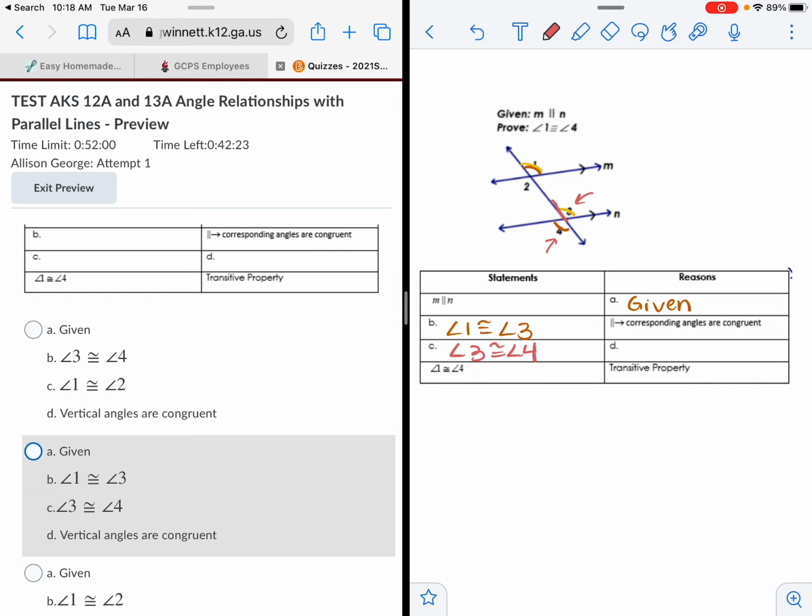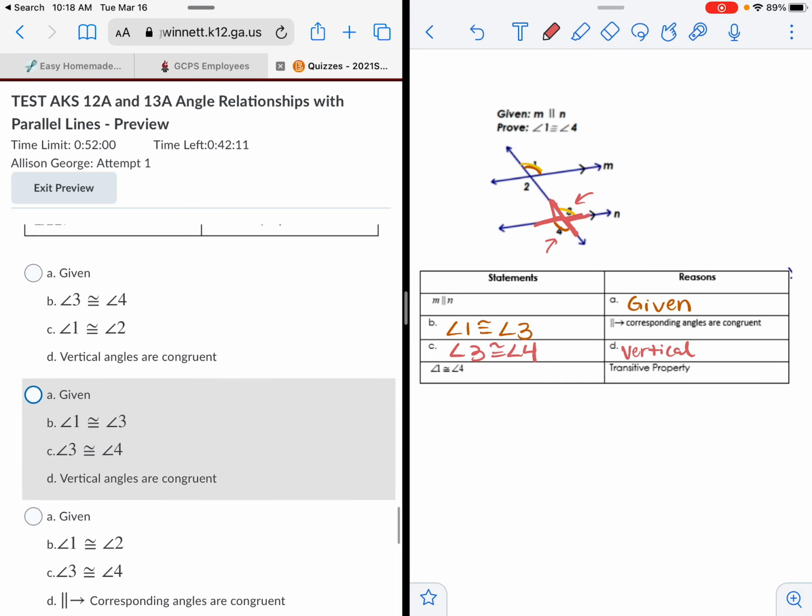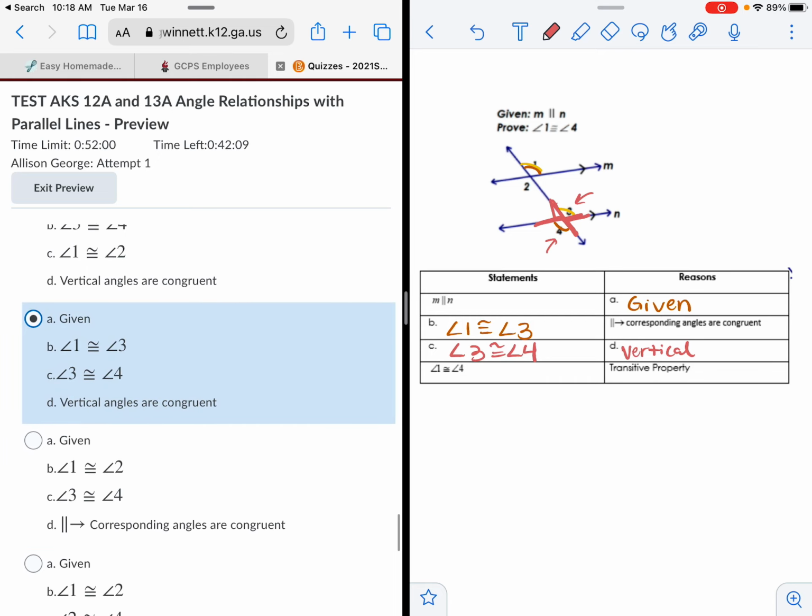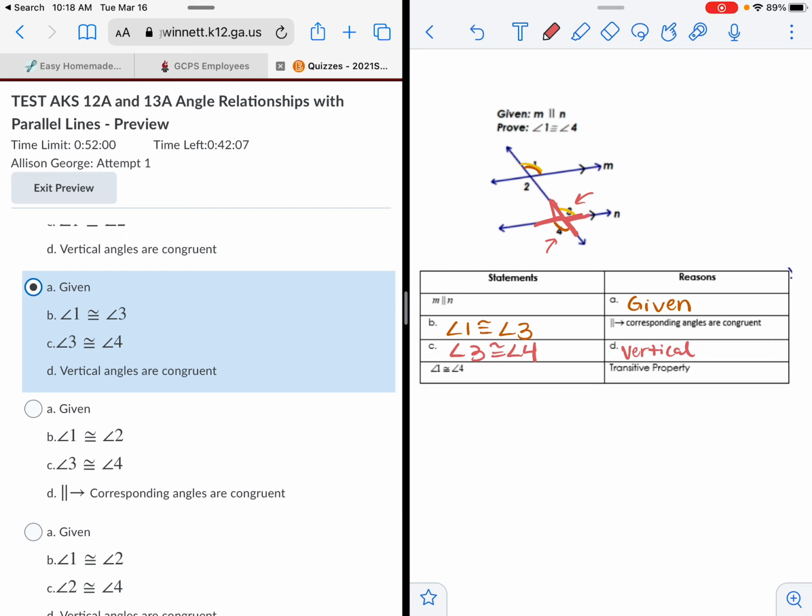Well, look, they're right here next to each other, touching in the middle. They're across from each other. Those are called vertical angles. So that would be our reason that we can say that they are congruent. And so right here, there's our correct answer for this proof.